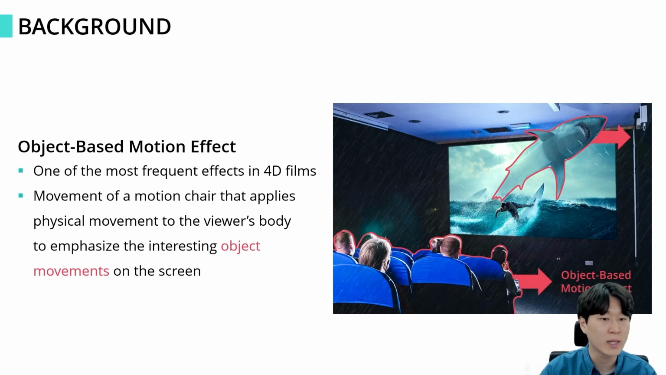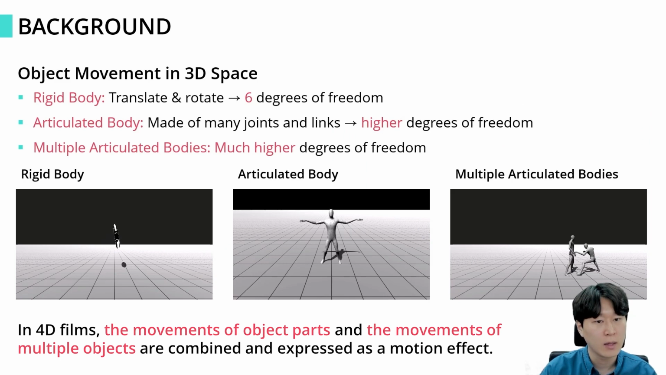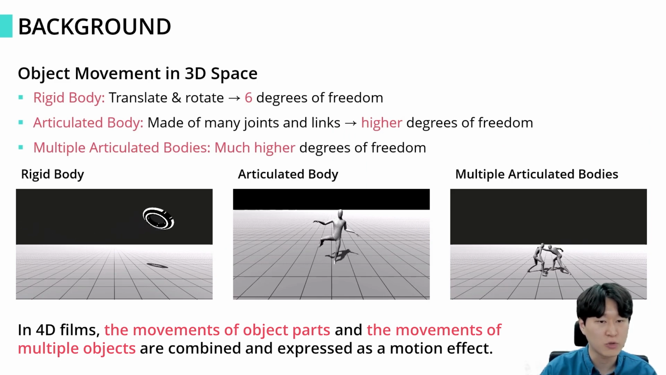object on the screen. In this work, we present an automatic algorithm to generate object-based motion effect when we have multiple articulated bodies in the scene. A rigid body object can freely translate and rotate in 3D space. In other words, it can move with 6 degrees of freedom.